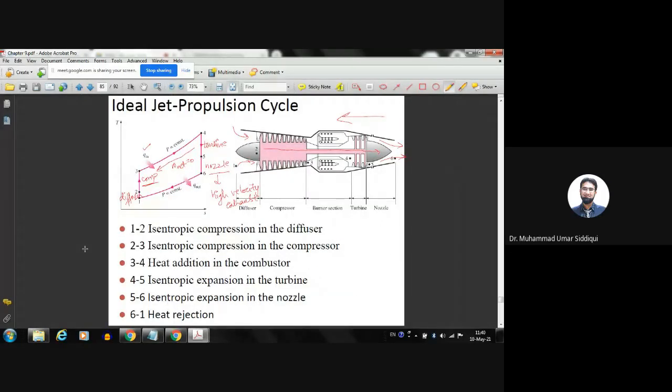Okay, so the processes are: we have four isentropic processes here, and then two constant pressure processes. The first is isentropic compression in the diffuser, then isentropic compression in the compressor, then heat addition in the combustion at constant pressure, then isentropic expansion in the turbine, and isentropic expansion in the nozzle, and then the heat rejection, which is again at constant pressure.